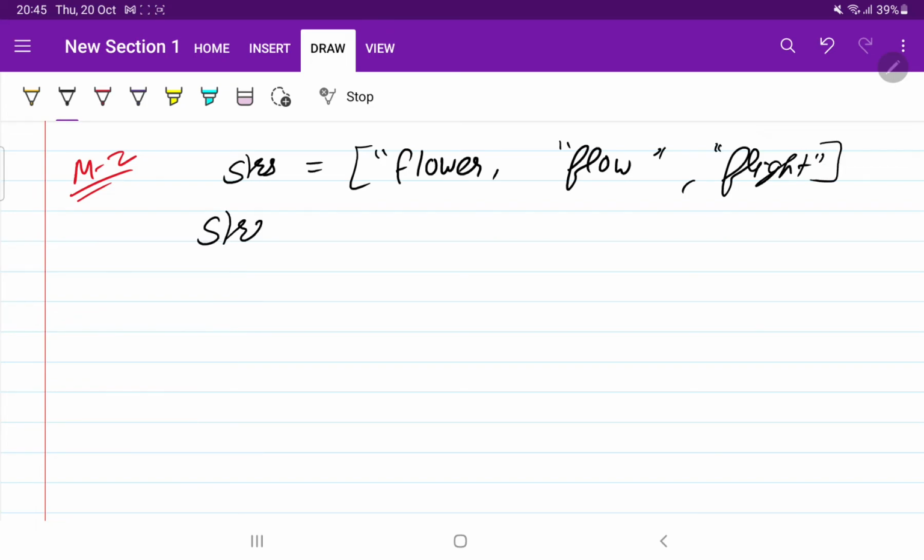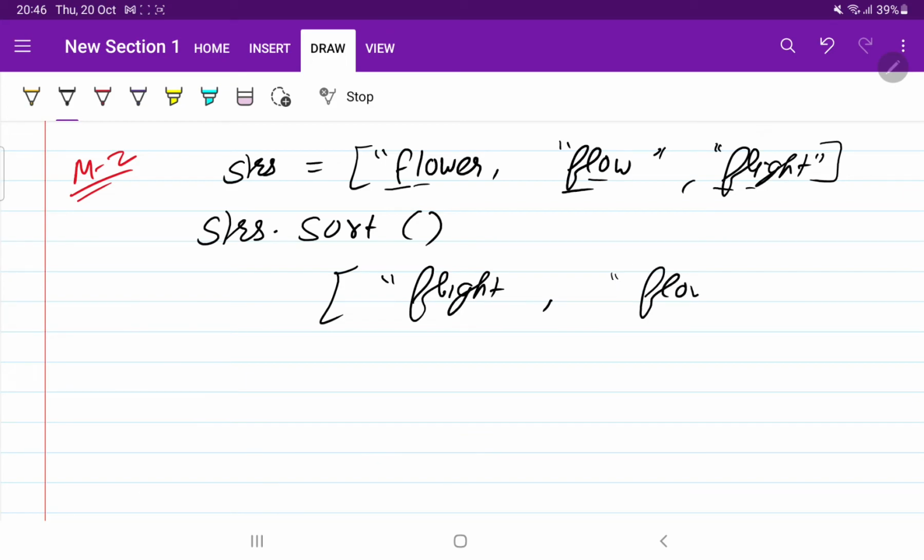Suppose we sort this, strs.sort, if we apply the sort function, what will happen? So it will arrange the characters. So first of all, F is same, then L is also same, then I comes first. So it will arrange like this. It will come flight, then it will be flow, and then it will be flower. Right? So like this it is going to be arranged.